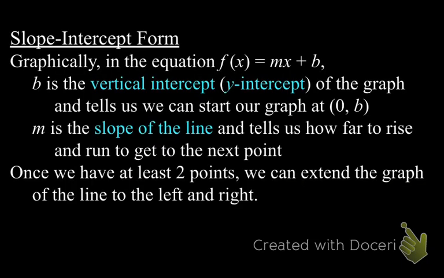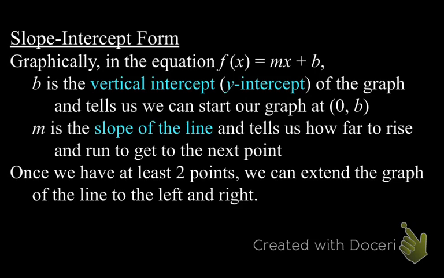So for slope-intercept form, graphically in the equation f of x or y equals mx plus b, the b is the vertical intercept, which for us on graphs is typically the y-intercept of the graph, and it tells us that we can start our graph at the point 0, comma, whatever b is. So you saw in that last example we started at 0, 5, and that would be our y-intercept. The m is the slope of the line, and that tells us how far to rise and run, vertical change and horizontal change, to get to the next point.